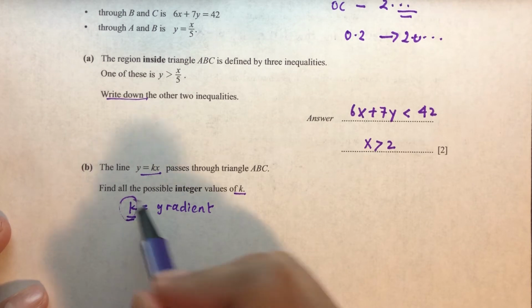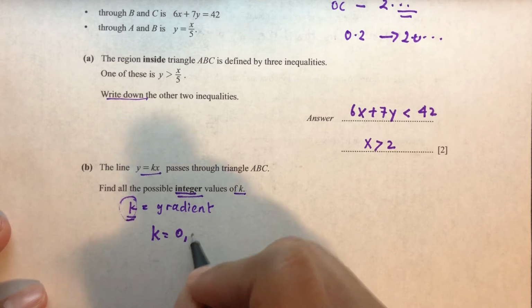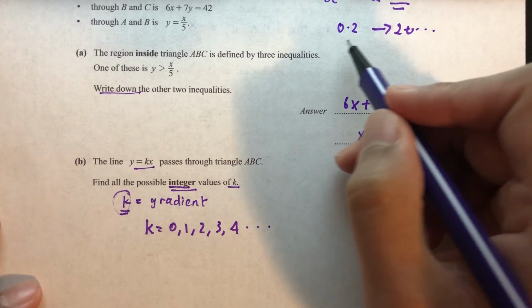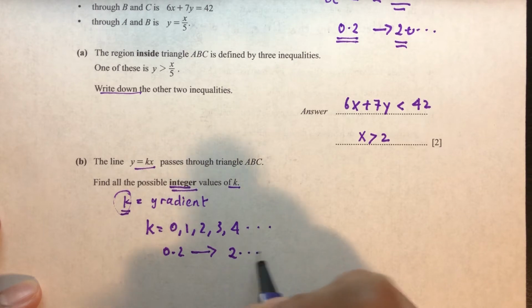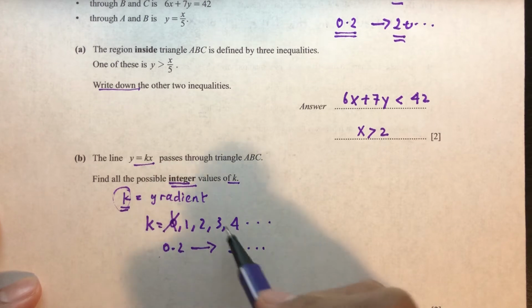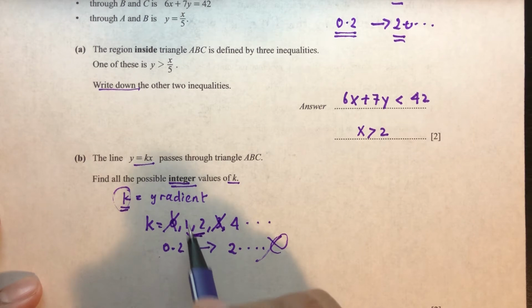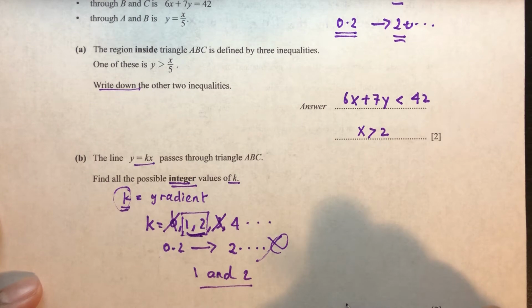So now we have to find the integers of k. K needs to be an integer. So k can be 0, 1, 2, 3, 4, going on. Now we know that the gradient needs to be between 0.2 and 2 point something. So it cannot be 0 because it needs to be greater than 0.2. It cannot be 3 because it is greater than 2 point something. So the two integers remaining are 1 and 2. So that's the answer. K can be 1 or 2.